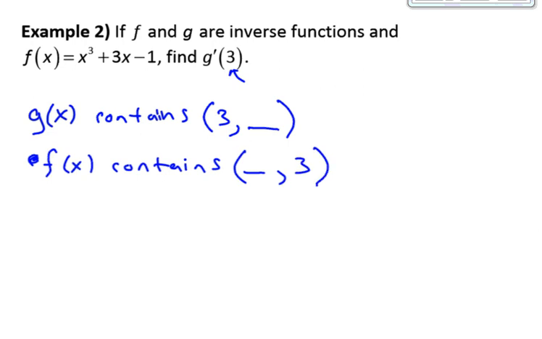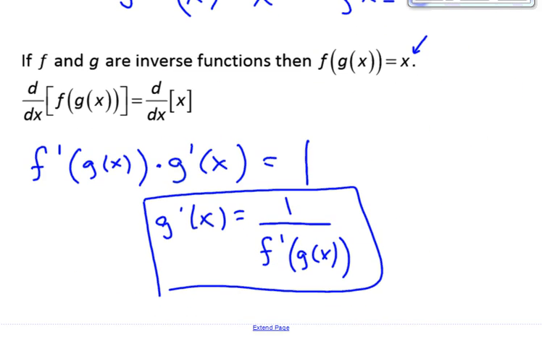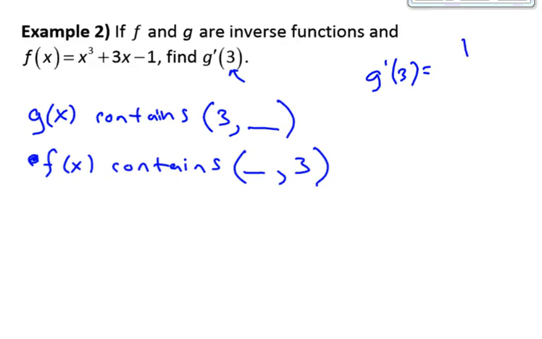So if we go back and remember what our inverse function said, if I want to find g prime of 3, then looking at the definition, I want 1 over f prime of g of 3. So I need to figure out what g of 3 is in order to find my answer. Well, what is g of 3? g of 3 is when f of x, the y value, is also 3. So to find that value, we need to find the x value of f when its y value is 3.